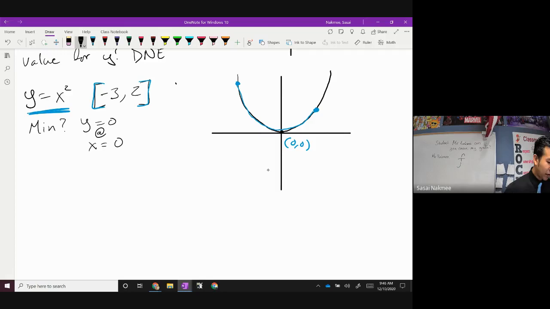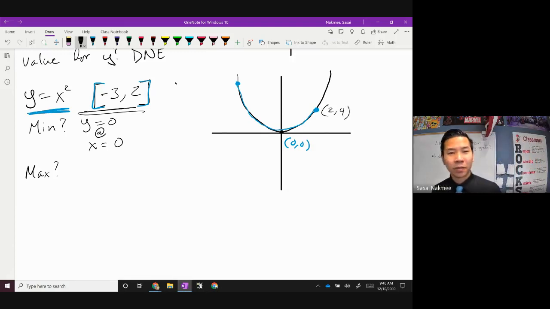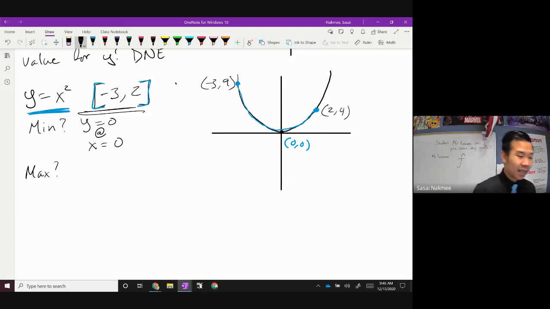What about the maximum value for this problem, though? What's the maximum value occurring at? And I hope you guys can see it. The maximum is the highest value that this function can go to. If I'm looking at it on this closed interval, it's no longer infinity, right? It gets to a part that's higher than the rest over here, which happens to be at 2, 4, but that's not the maximum value of the entire function. The maximum value of the entire function is over here at this point at -3, 9. That's the highest it can go on this closed interval, okay?